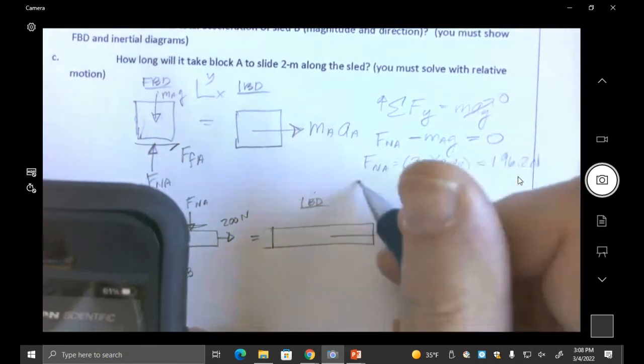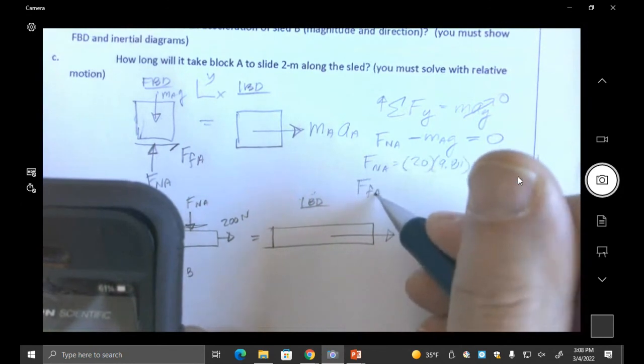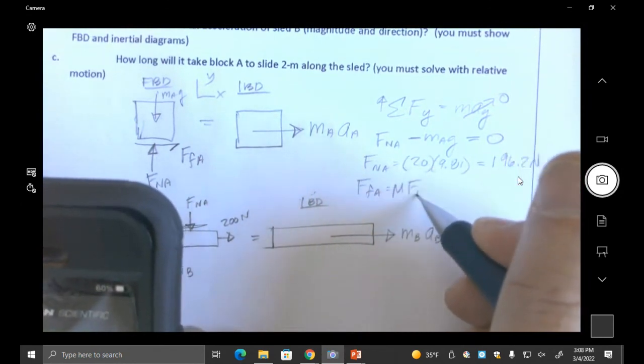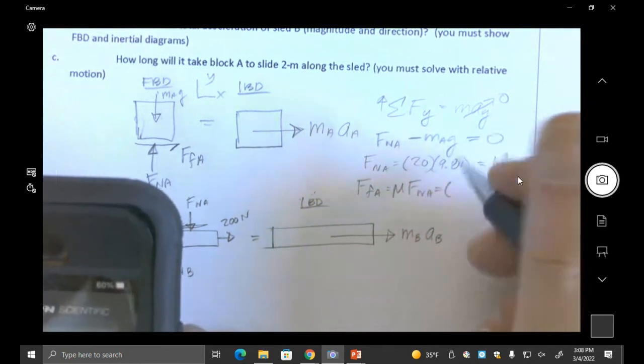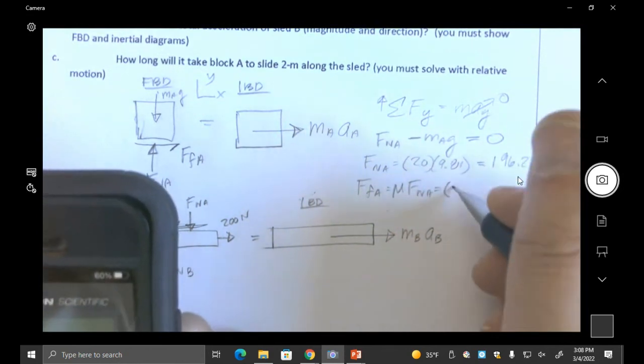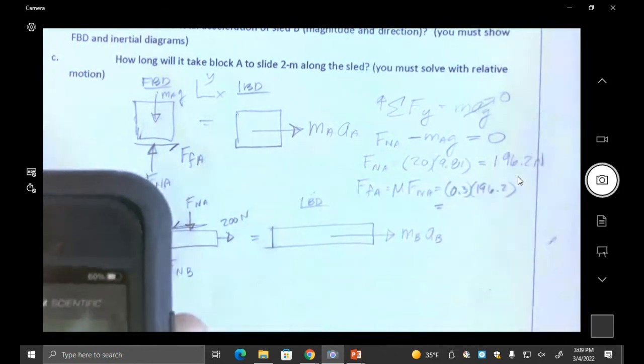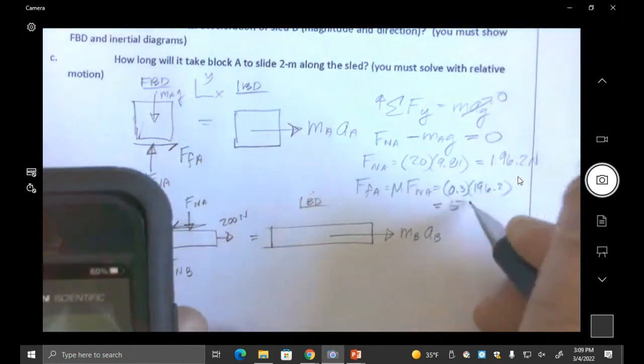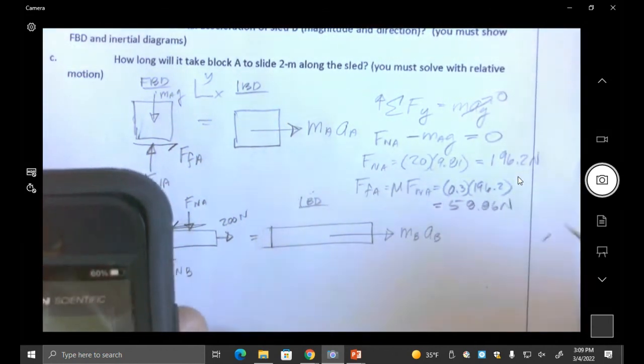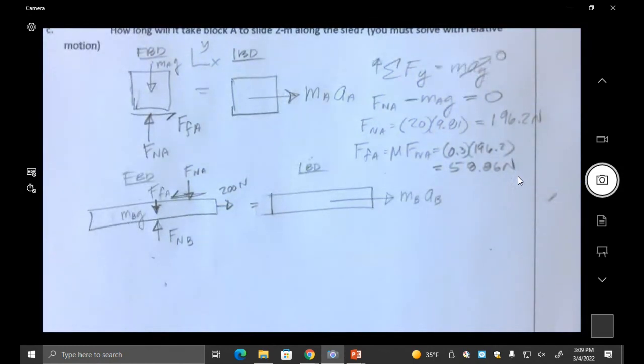196.2 newtons. So the friction force of A, mu times FNA, is going to be 0.3 times 196.2, which is 58.86 newtons of friction force on there. So we know that it slides.